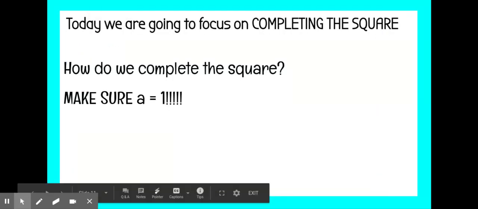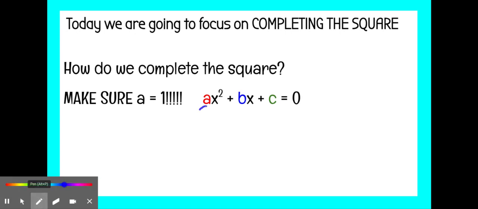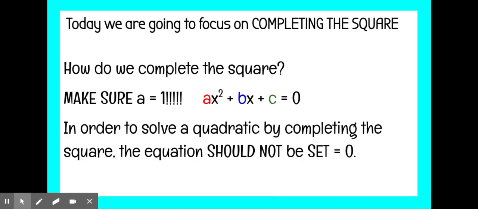Now, how do we complete this square? First of all, we need to make sure that a is equal to 1. So what is a equal? Well, a is that number here that's in front of the x squared. If you don't have it equal to 1, it's not going to be possible to complete the square. We will get to that further on in the week, but today every quadratic will have an a equal to 1. So that's the first thing you need to recognize. Next, in order to solve quadratics by factoring, we always had to have it set equal to 0, but now today it's not going to be equal to 0. So that's going to be a new step in the process.